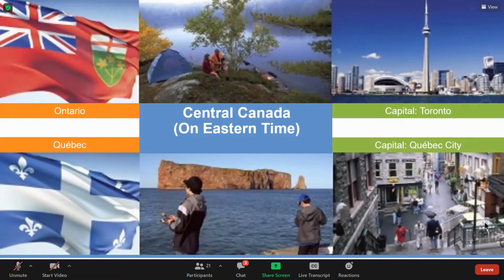Now we are talking about the central part of Canada. We are talking about Ontario and Quebec. Ontario, the capital is Toronto, and Quebec, the capital is Quebec City. Quebec City, actually, is the oldest city in North America. It's very beautiful. If you've never been there, it's highly recommended to go and see Quebec City.